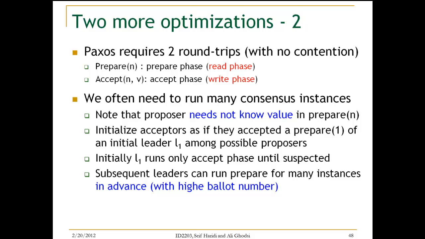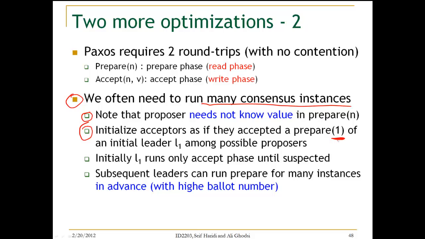Here is another optimization which lets us skip the prepare phase, or the read phase. Often we need to run multiple consensus instances. And remember, in a prepare phase, the proposer need not know a value. He just sends the message prepare N, or read N, whatever. And if we run many Paxos instances leader-based, we want to agree on a leader, and this is the one that is going to decide everything. So we can initialize the acceptors as if they have accepted a prepare 1. We assume that the first proposal number comes from a designated leader with ballot number 1.